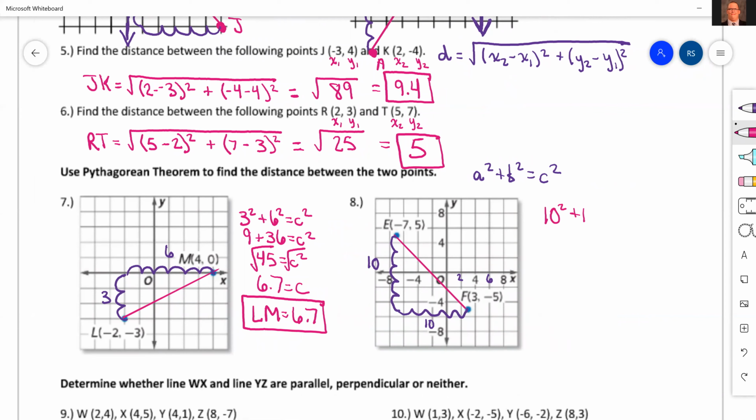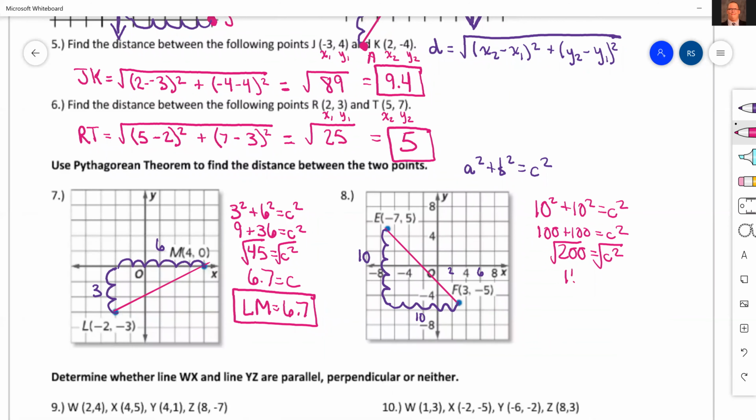10 squared plus 10 squared equals C squared. 10 squared is 100. 100 plus 100 gives you 200. And then we need to square root it. So the square root of 200 is approximately 14.1, which means that EF is equal to 14.1.